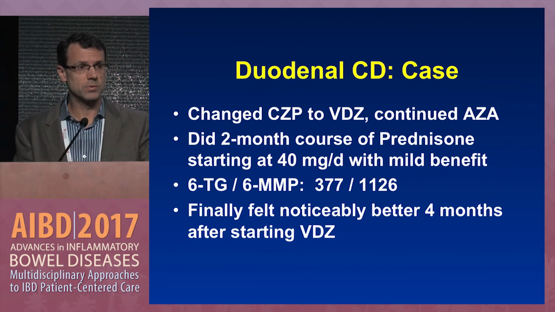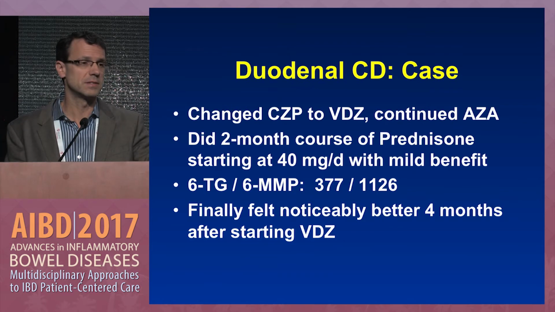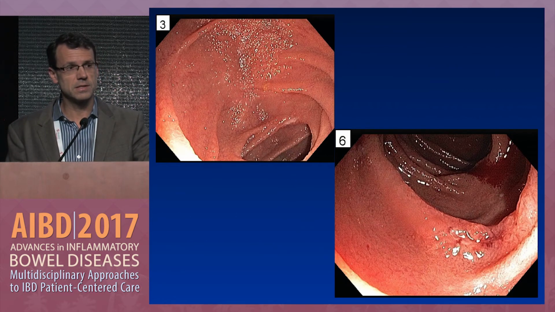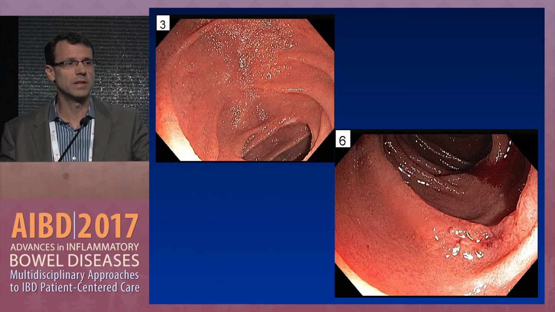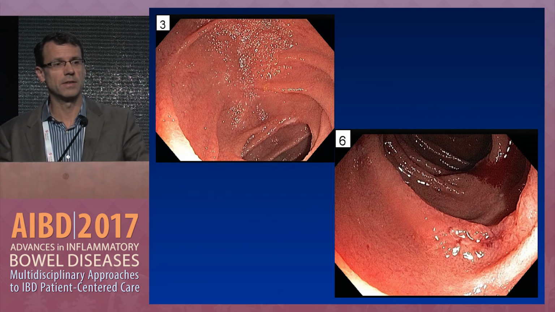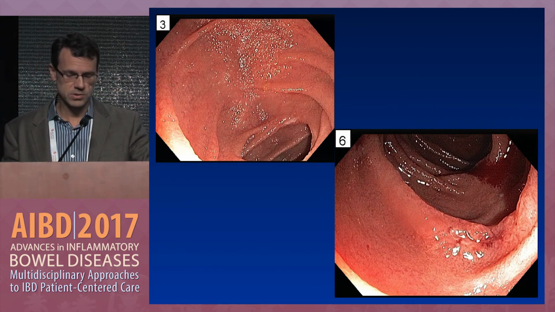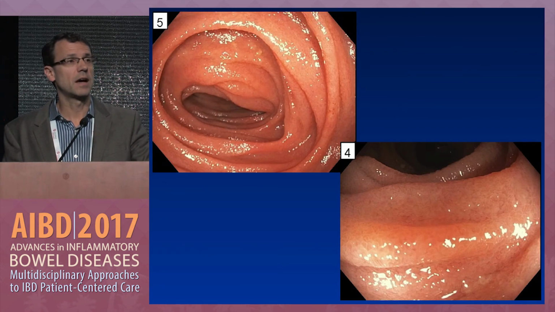His thiopurine levels were therapeutic. And finally, 4 months after starting vedolizumab, he noticeably felt an improvement in his symptoms. And this is his endoscopy 6 months after starting vedolizumab. As you can see, he only had 3 really small ulcers in his duodenum. He had evidence of scarring on the top left. And on the bottom right, he had really nice evidence of healing of an ulcer, so really nice improvement. And this is another year later, endoscopically completely normal, which was a fortunate result for him.